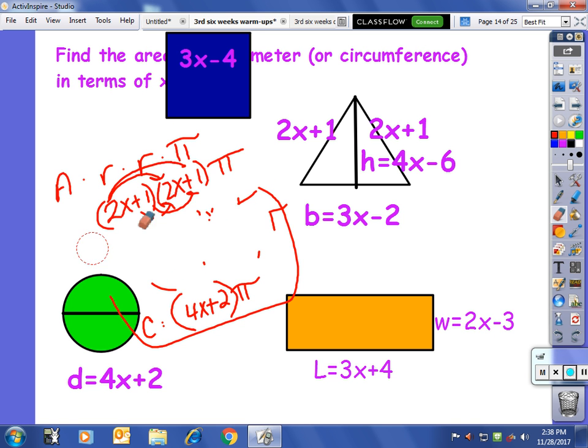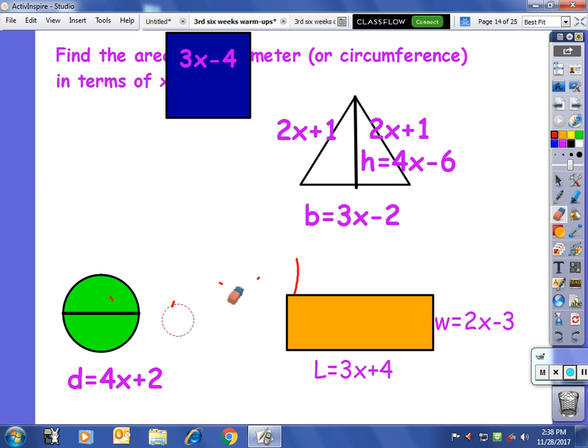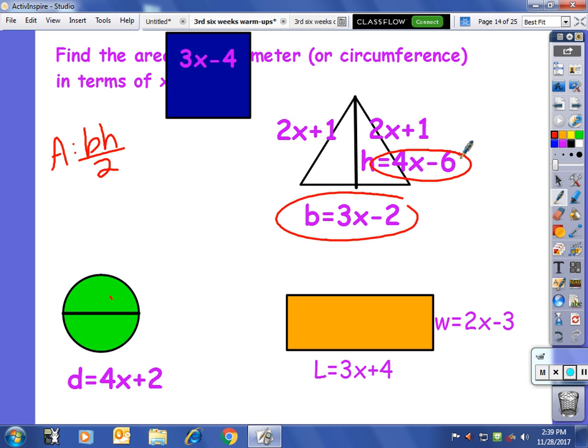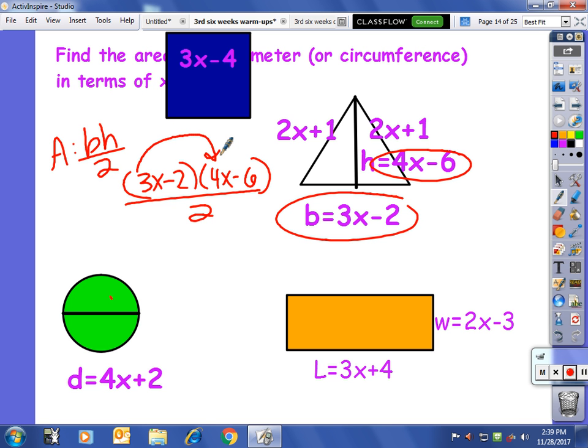All right, a triangle. The biggest thing that kids mess up on a triangle when you're finding area of a triangle is kids forget to divide by 2. So please don't forget that step. Area of a triangle is base times height divided by 2. So I've got to do 3x minus 2 times 4x minus 6, and at the end I'll divide all those coefficients by 2. I got to use FOIL again.